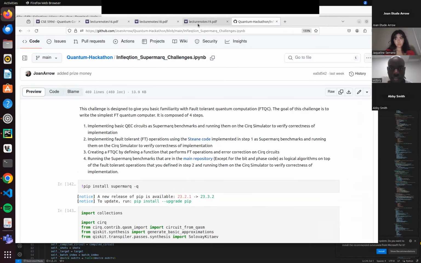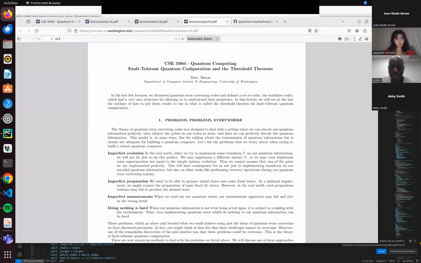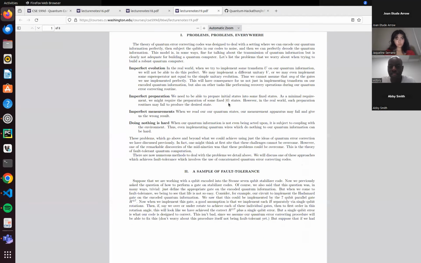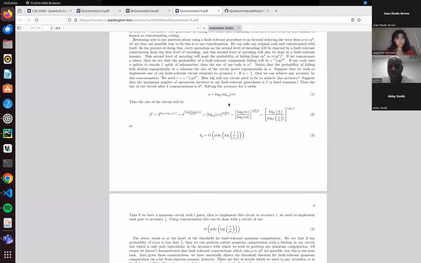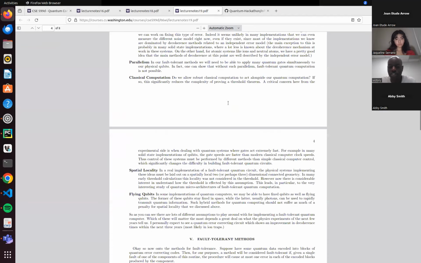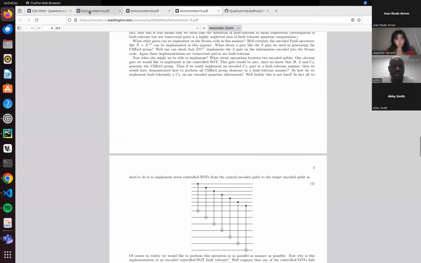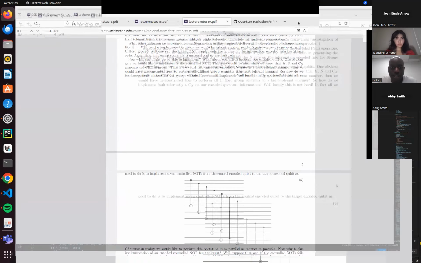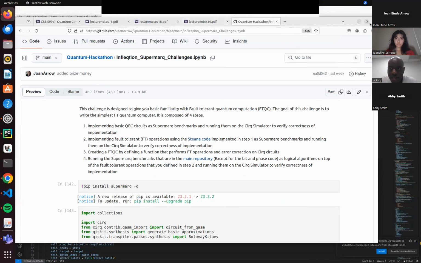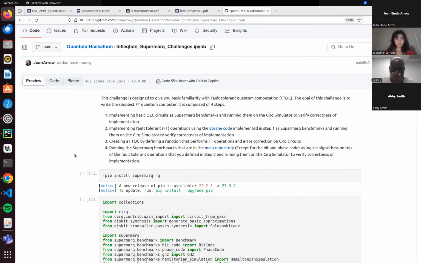Okay, so this is actually a lecture. I'll just say that I'm going to send these as references, but this is just part of these last lectures. This is talking through what a fault tolerant computation is and why we care. So when I go back, it'll walk you through implementing a Steane code, which is a certain type of error correcting code. And after you've implemented the basic circuit.